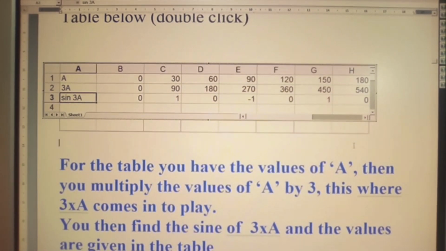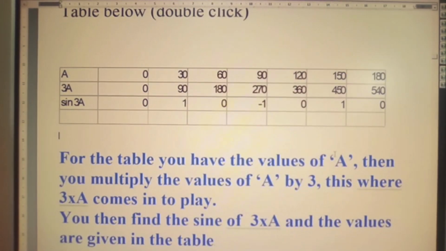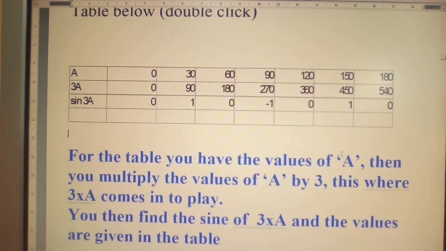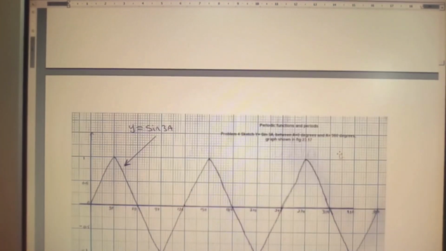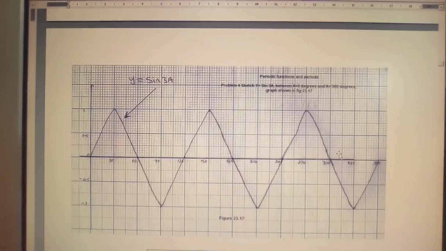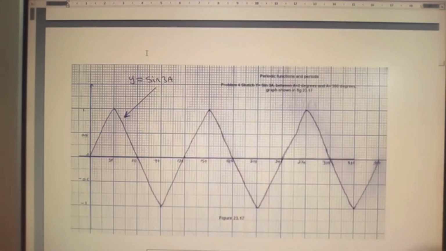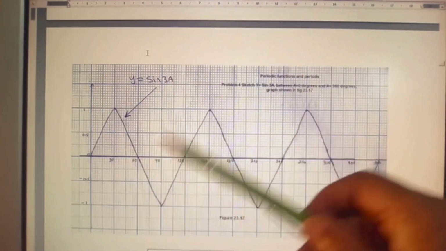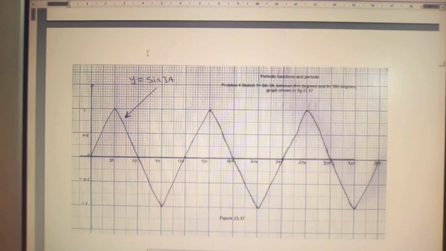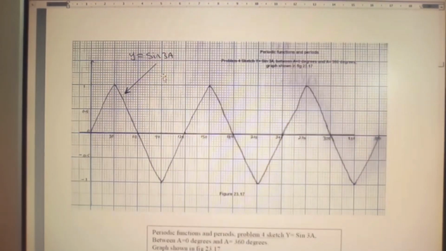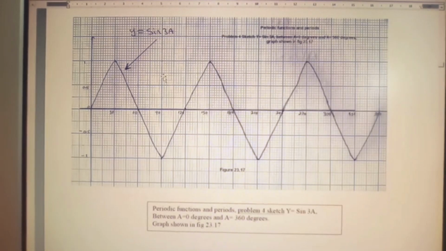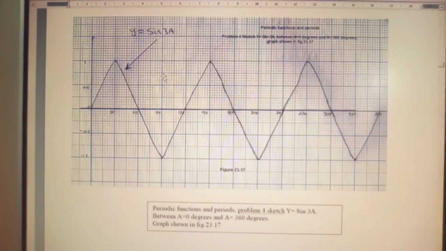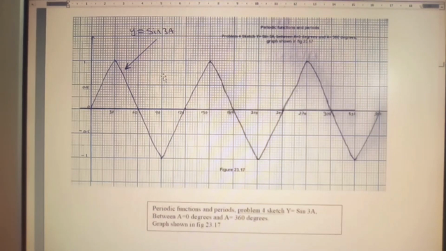Let me just drop that out. Back to what it was. And that's the waveform I have here. Now obviously it's not quite exactly like that, but it will do for what I have in mind. Periodic functions and periods, problem: sketch y equals sine 3A between A equals 0 degrees and A equals 360 degrees.